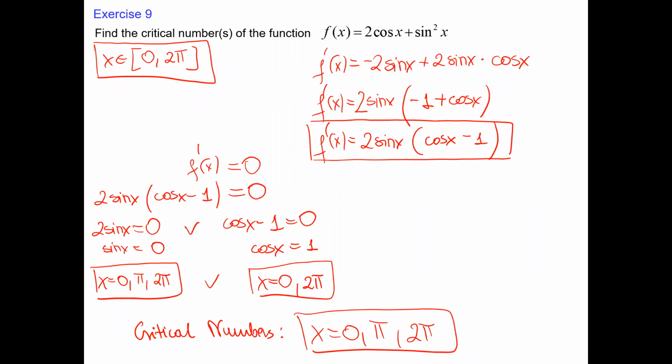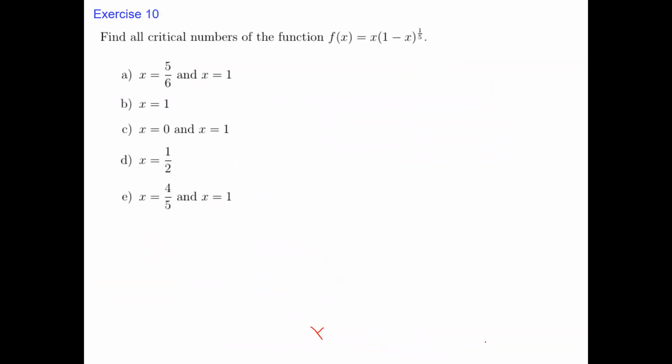We did find the critical numbers, they are in the domain, and I don't want to analyze if we have local maxima, minima. We will do this later. We have to know how to find the critical numbers, and let's finish this set of exercises with question number 10. Oh, it's multiple choice. Looks like maybe a quiz type question, exam type question.